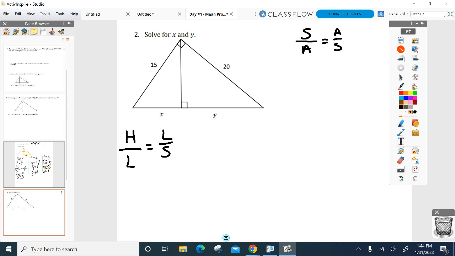Because you have a leg, right? You can use 15 or 20. That's up to you. And the segment would be X or Y. Here's my problem, though. I don't want to put X plus Y and then have an X or Y diagonal from it. Everyone agree that's my issue, is the hypotenuse? Or is it an issue?